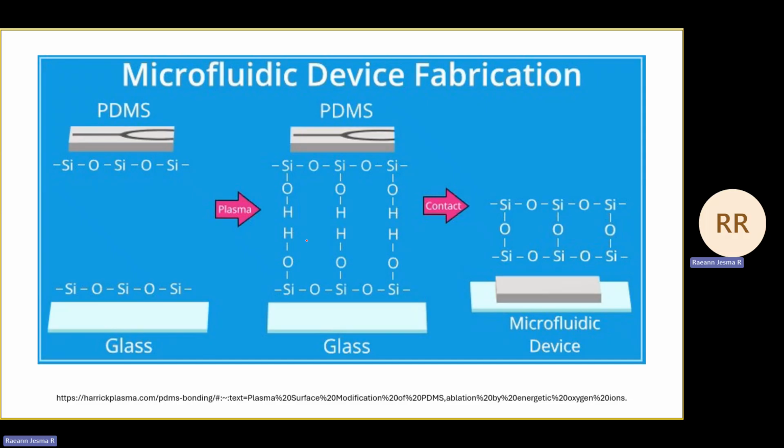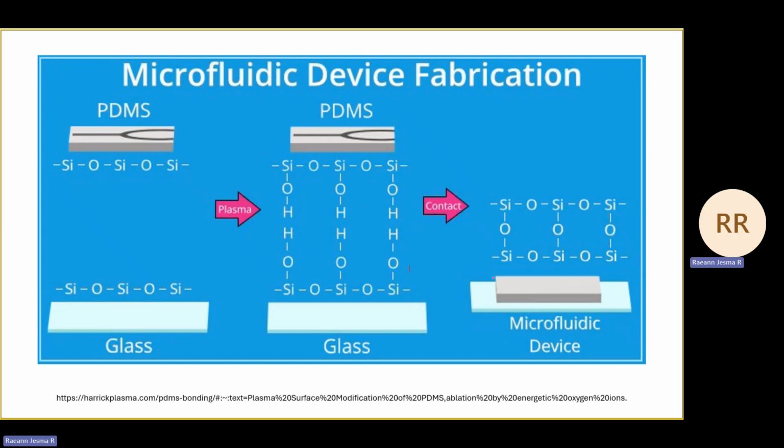One important property of this kind of group is that it is more hydrophilic. Hydrophilic means it is water loving, so anything having water will easily wet the substrate. Wet means it will easily spread on the substrate. After oxygen plasma activation, when we keep this PDMS in contact with the glass substrate, we will have the formation of SiO bonds. This is a siloxane bond. It is very strong, and this will create an irreversible seal. By doing this, we can form microchannel structures.